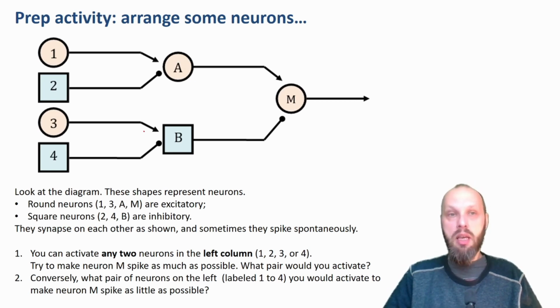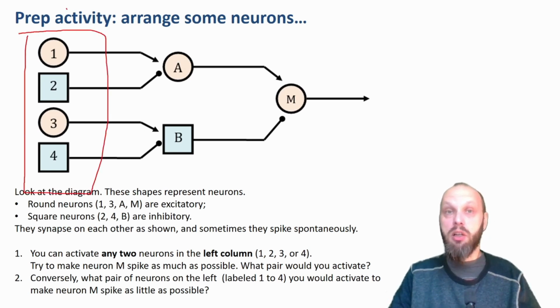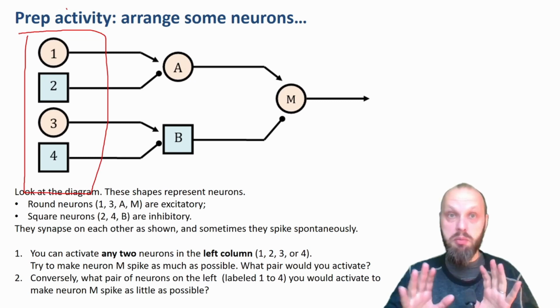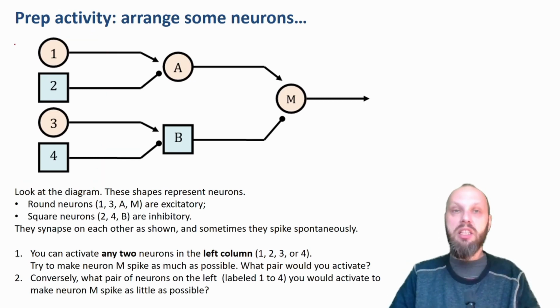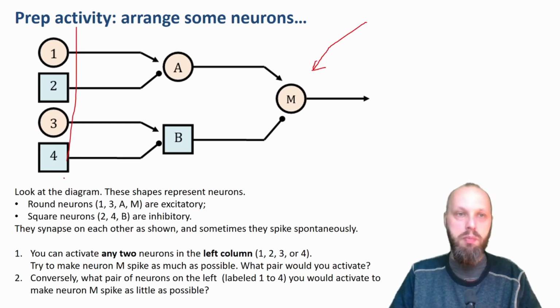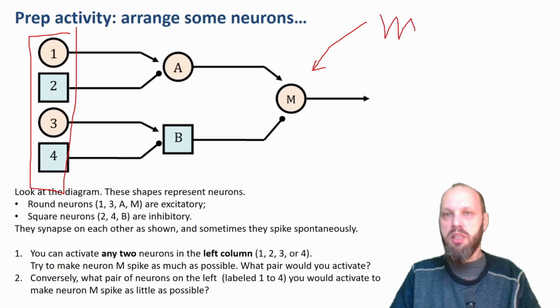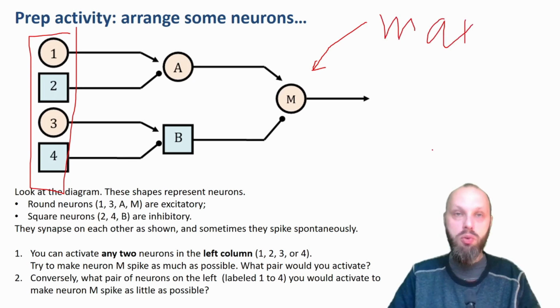So let's say you can activate any two neurons in the first column. So it can be neurons 1, 2, 3, or 4. This is the only column that we can activate directly. Let's pretend that that's the case. You can activate 2 of these 4 neurons, and your goal is to maximize the spiking of this neuron. So pick any 2 from here in order to maximize spiking here. Which 2 neurons would you pick?